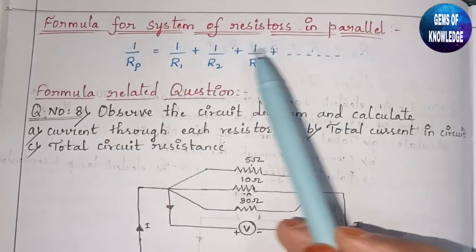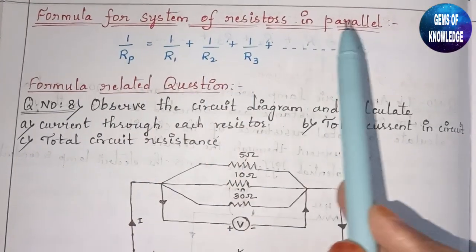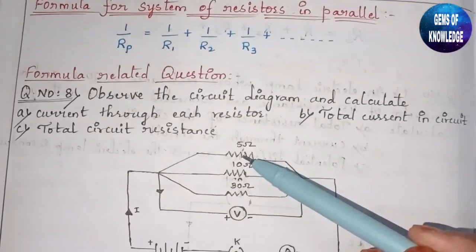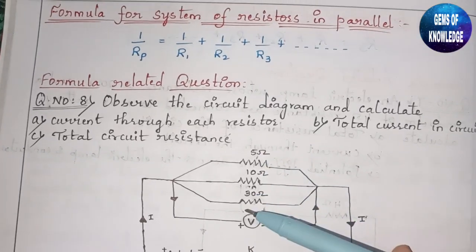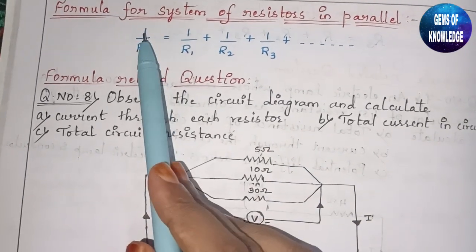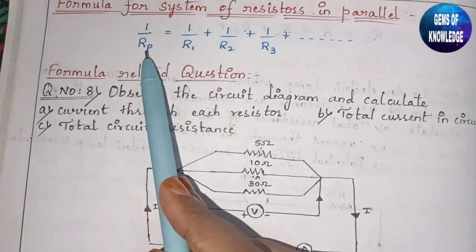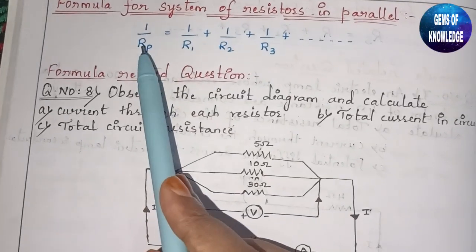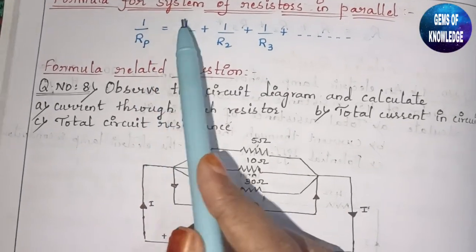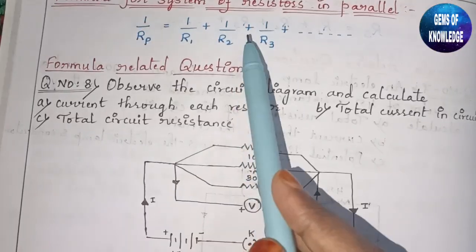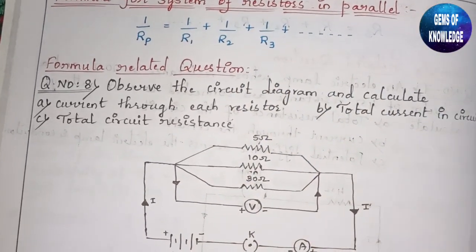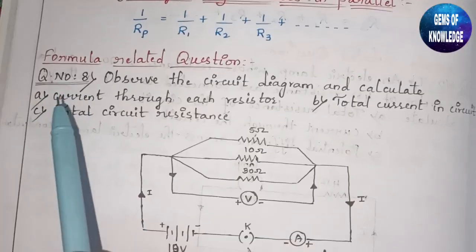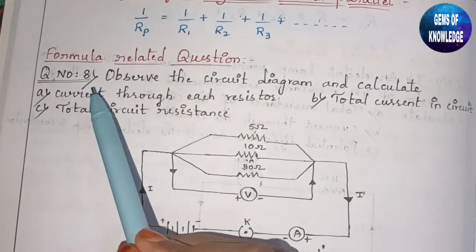The next is the formula for a system of resistors in parallel. When the resistors are in parallel, in the sense one below the other, the formula is changed. It is 1 divided by Rp, where Rp is the system of resistors in parallel, is equal to 1 by R1 plus 1 by R2 plus 1 by R3 and so on. If there are more resistors, you need to add more terms. Based on this formula, let us solve one more question.